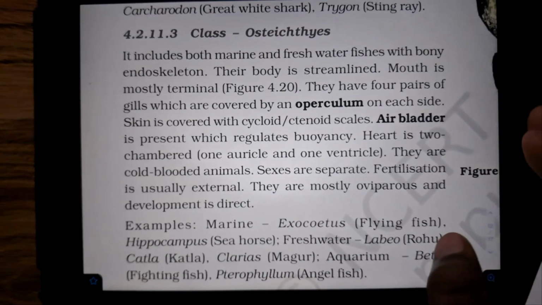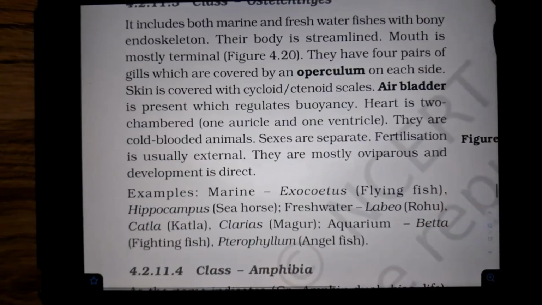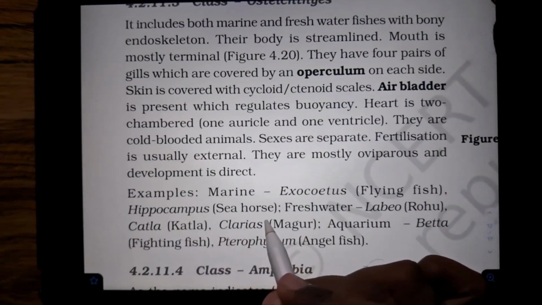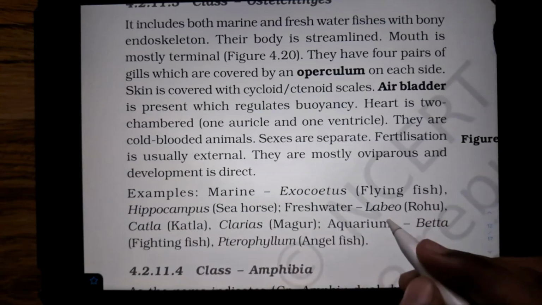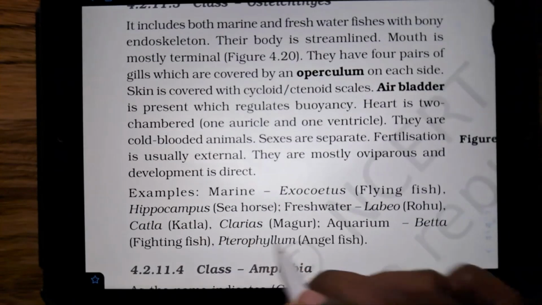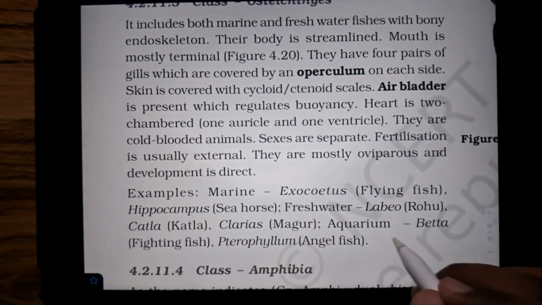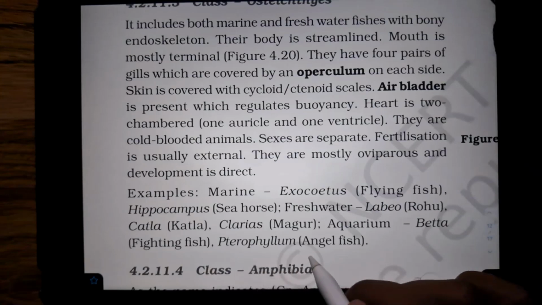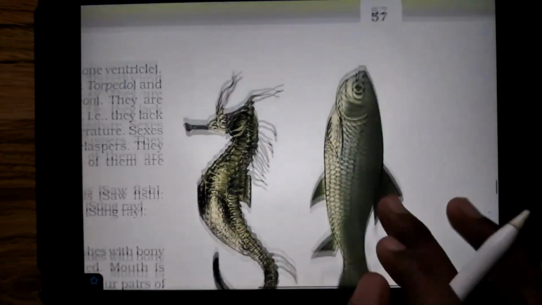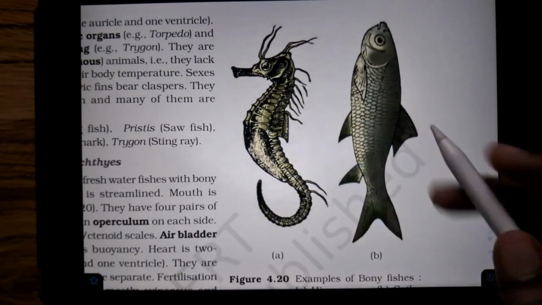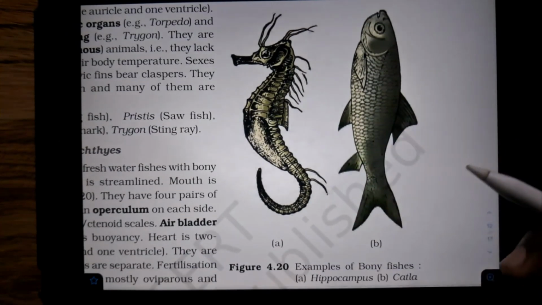The examples in marine: Exocoetus is flying fish, Hippocampus is seahorse. The fishes of freshwater are Labeo, rohu; Catla, catla; Clarias, magur. In aquarium, Betta is fighting fish, Pterophyllum is angelfish. Here you can see this Hippocampus, a seahorse, and this is Catla.